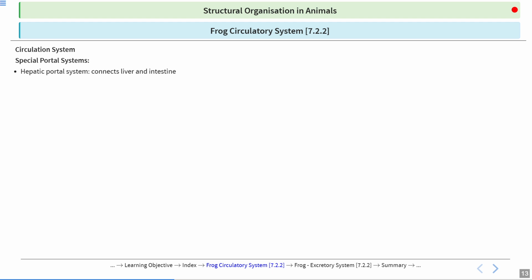So, hepatic portal system. What is this portal system? Let us understand here. In the hepatic portal system, there is a connection between the liver and intestine. Renal portal system. Another portal system is called the renal portal system, that connects the kidney and the lower body parts.